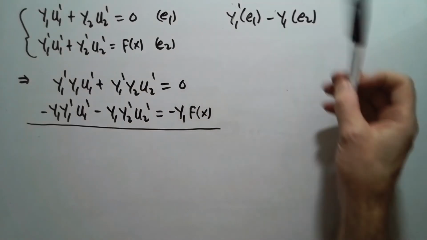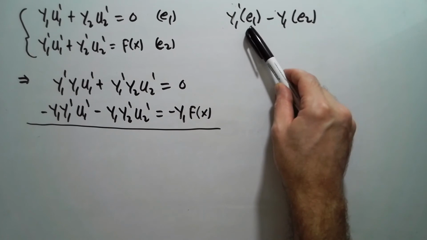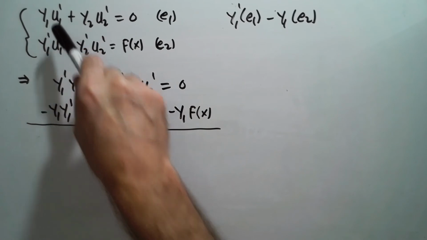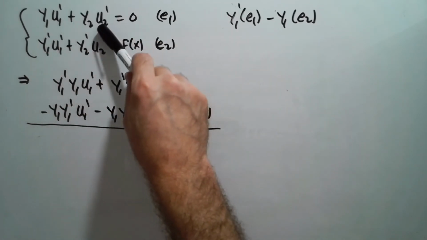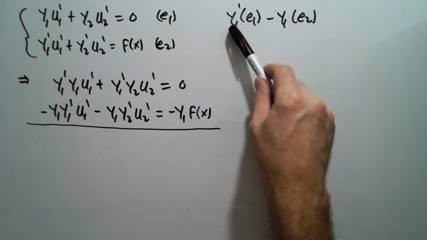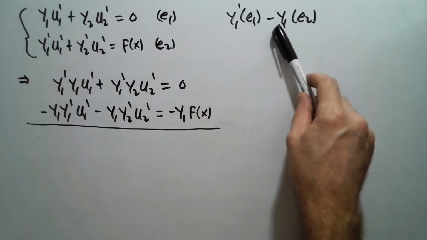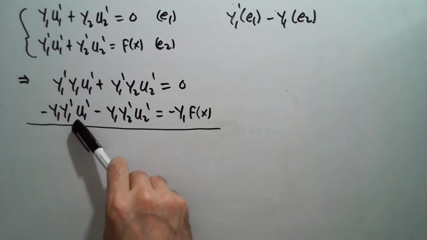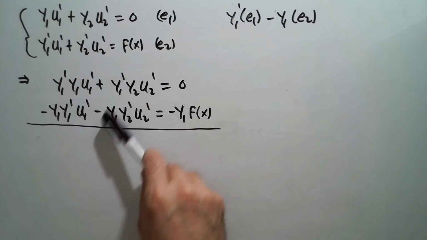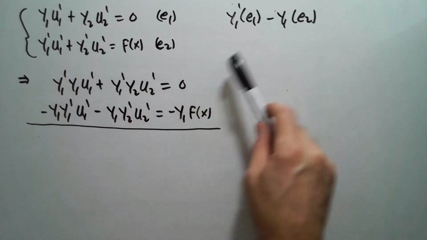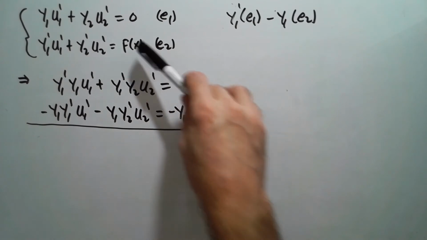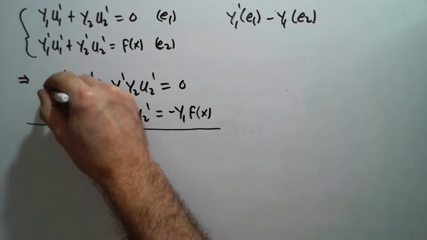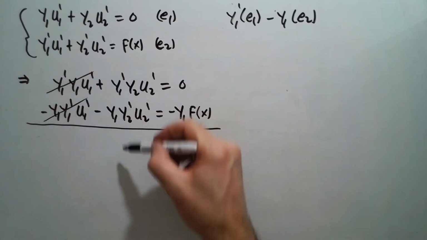Okay, so here's our system, and here's what we're doing. We're going to go y1 prime times equation 1. So y1 prime times equation 1 will be y1 prime times y1 u1 prime, plus y1 prime times y2 u2 prime, equals y1 prime times 0, which is 0. Then minus y1 times equation 2, so it'll be y1 times y1 prime u1 prime, plus y1 y2 prime u2 prime, equals y1 times f. So when you add these equations here, these two will drop off, and then combining these, we get then.